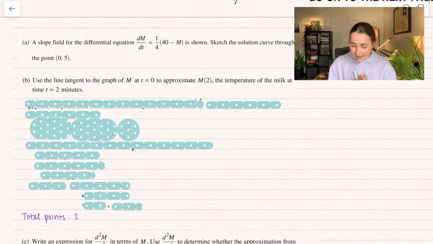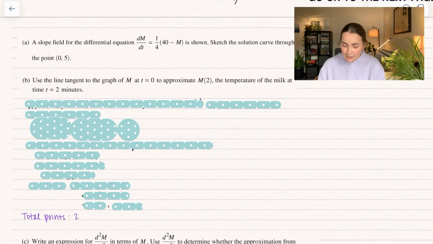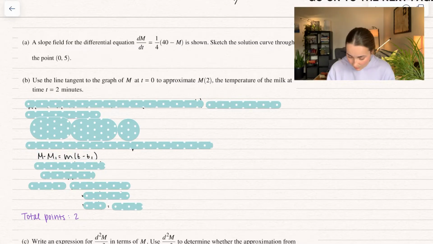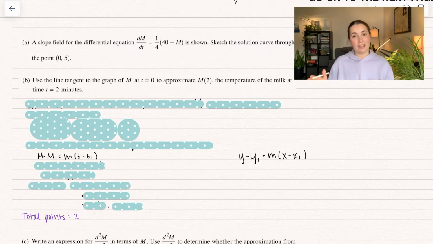So we're going to use the tangent line of the graph of m at t equals 0 to approximate the value at 2 minutes. So we want to find the temperature of the milk at 2 minutes. So let's go ahead and talk about this. We're going to use the equation of a line. So here we have the equation of a line. Normally the equation of a line is written out as y minus y1 is equal to m(x minus x1). But I changed it because we're working with m, the milk temperature, as our y and t as our time. So I just changed those two.